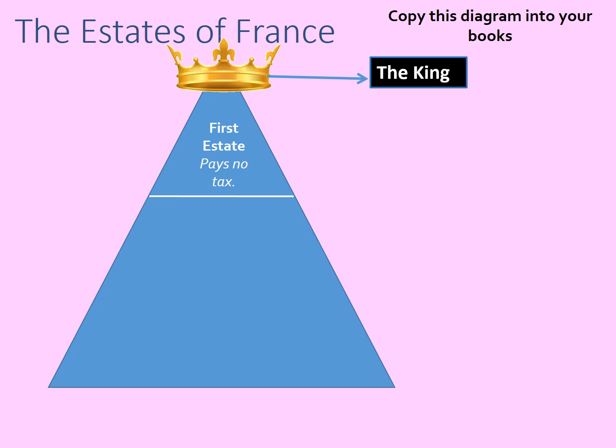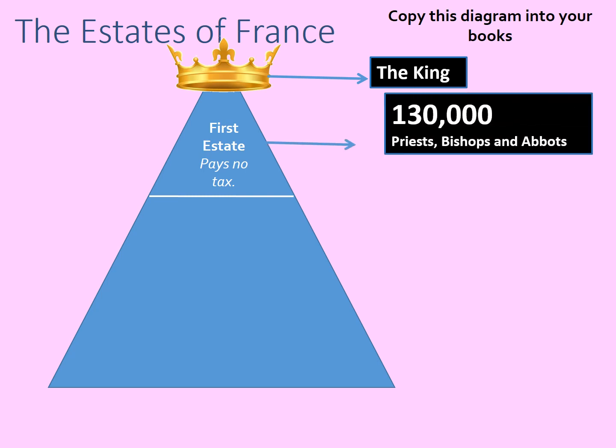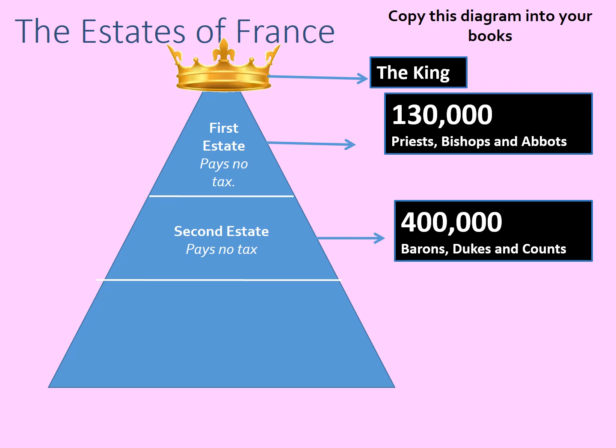Then we have the first estate. The first estate pays no tax whatsoever, and it consists of about 130,000 priests, bishops and abbots. Then we've got the second estate. They pay no tax either. They have to do a few jobs though, like being army officers, but other than that, they're the nobility. They might advise the king, or they might just be landlords who take rent. There's about 400,000 of these, and they're mostly barons, dukes and counts.